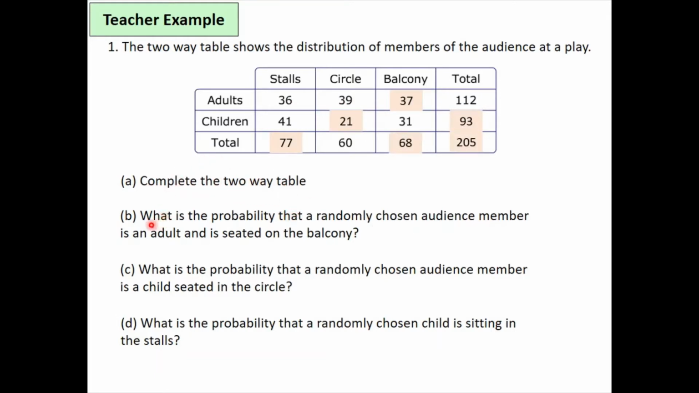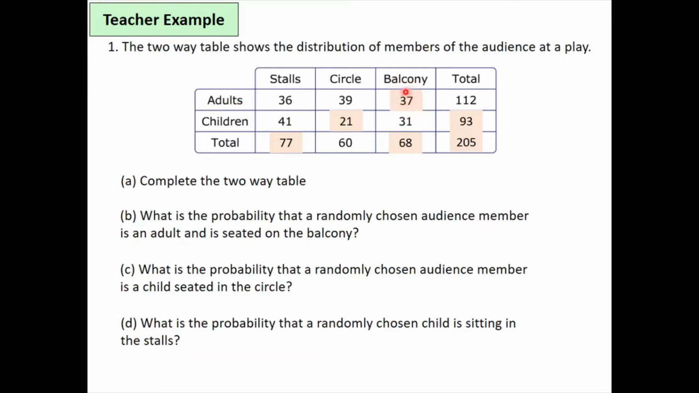Now part B: what is the probability that a randomly chosen audience member, and this is really important, randomly chosen audience member, is an adult and is seated on the balcony? So what is the chance I pick someone who is an adult sitting at the balcony? We look at the balcony section. How many are adults sitting at the balcony? Well, there's only these, 37.